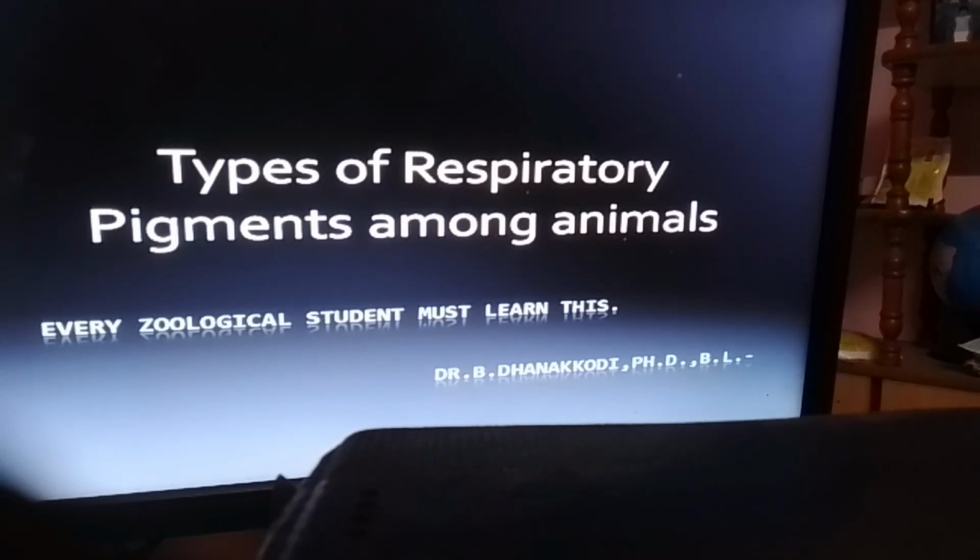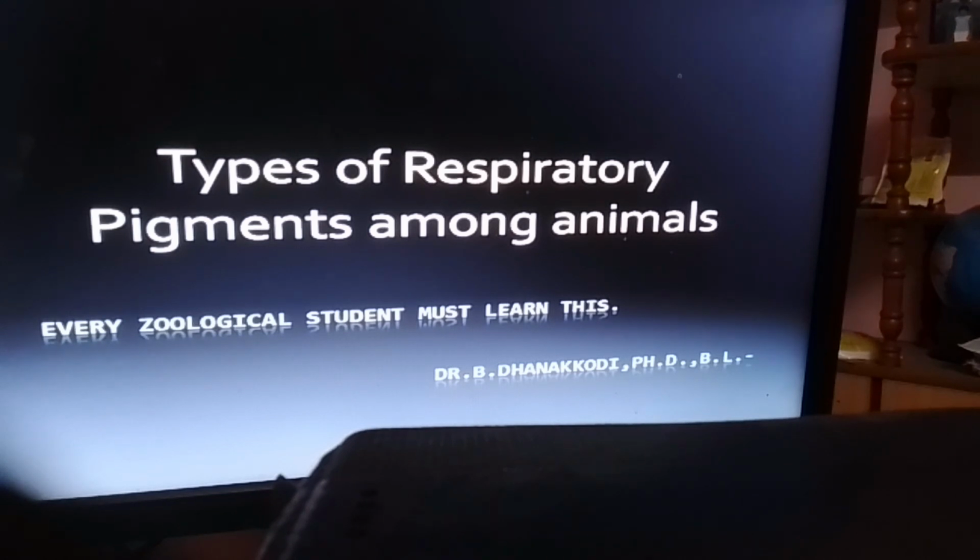You may be knowing animals possess respiratory molecules or respiratory pigments to carry oxygen, to transport oxygen from the respiratory organ to different parts of the body. In the case of human beings, you may be familiar with the respiratory molecule or pigment helpful to carry the oxygen to different parts of the body: hemoglobin.